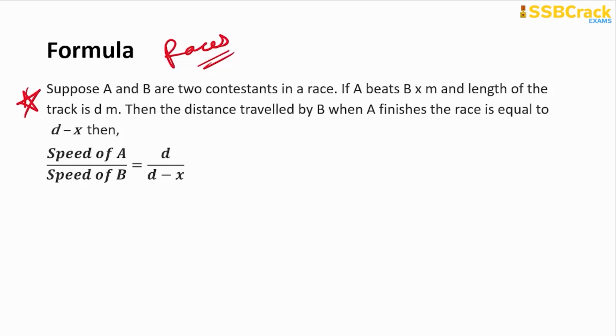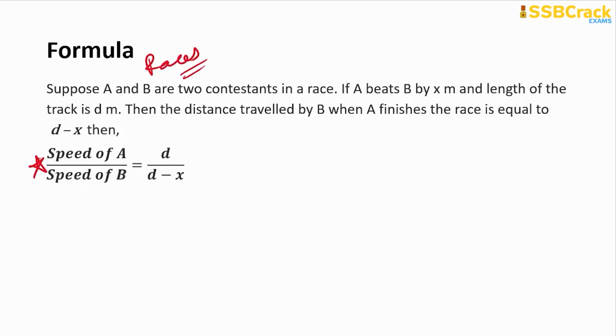So here now I am just explaining to you the formula, and I will also solve a problem based upon this particular formula. Alright, suppose there are two contestants in a race, persons A and B, and it is provided in a question that person A beats B by a certain distance, that is x meters, and the length of the track they are running on to compete with each other is d meters. Understand the notation: small d is the length of the complete track.